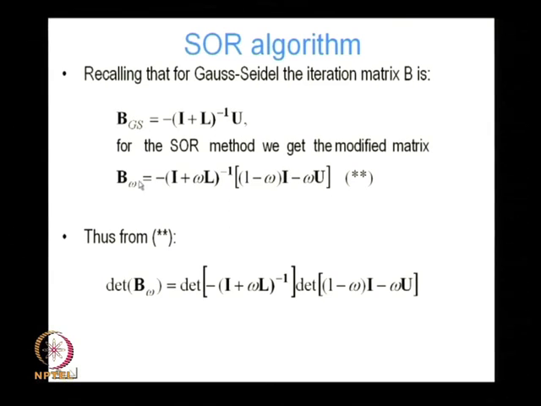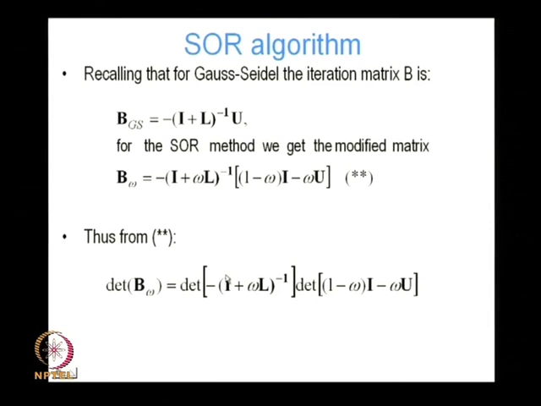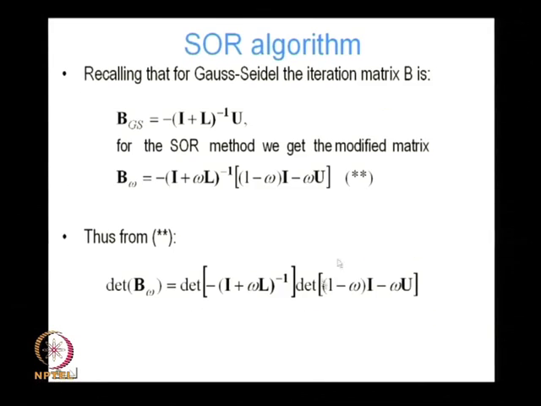From this, if we take the determinant of both sides, what do we have? The determinant of B_omega is equal to the determinant of this times the determinant of that, and recall that the determinant of A inverse is equal to 1 by the determinant of A. So, we are going to use that. The determinant of B_omega therefore is equal to 1 by the determinant of this part, times the determinant of (1 minus omega) I minus omega U, which is this part.